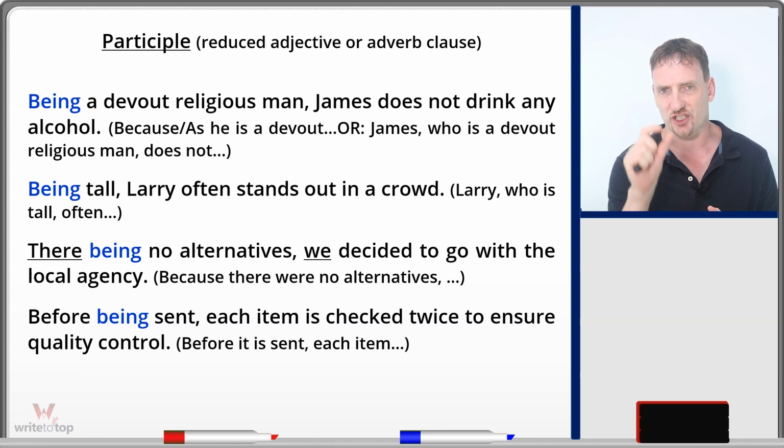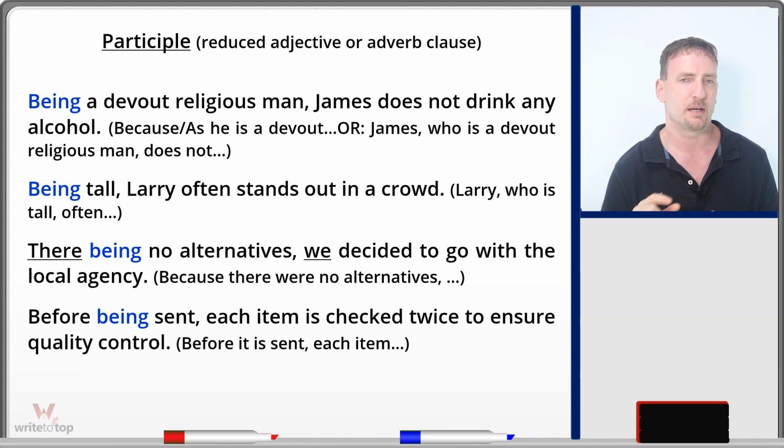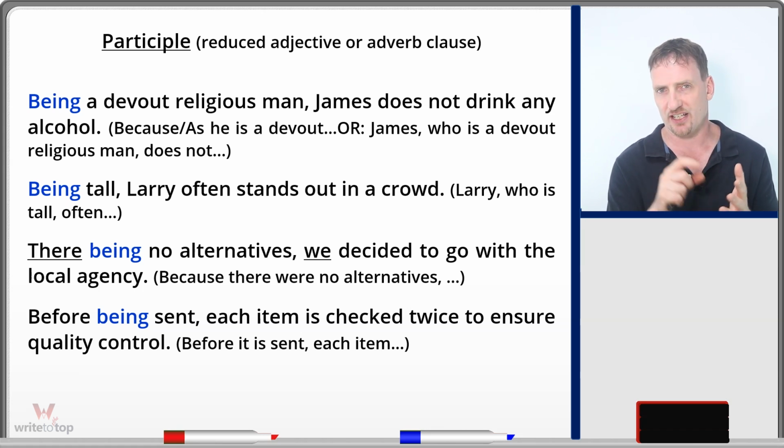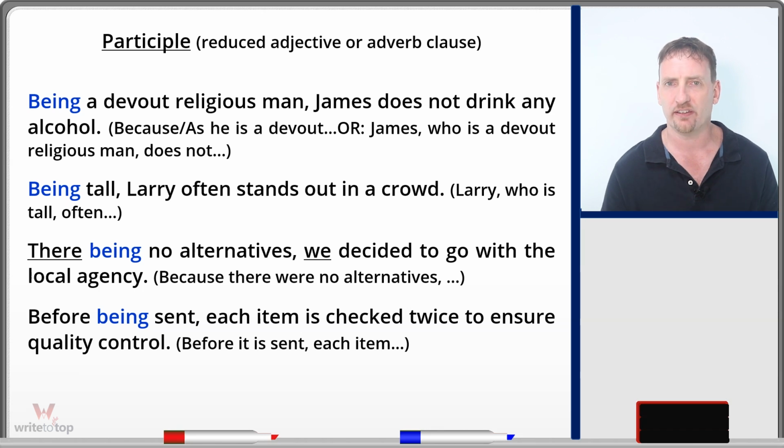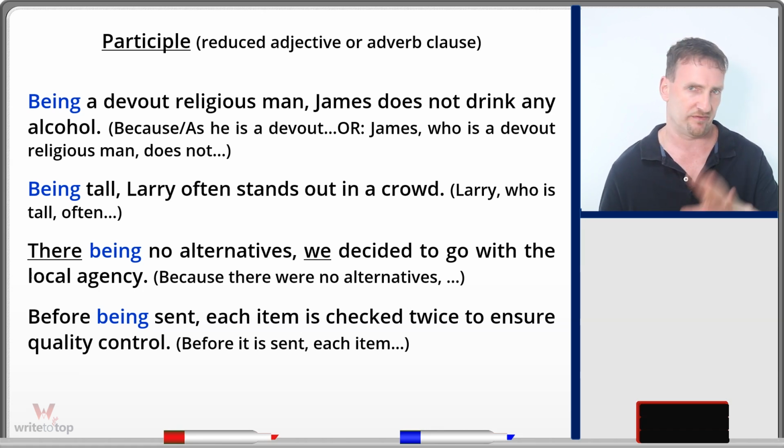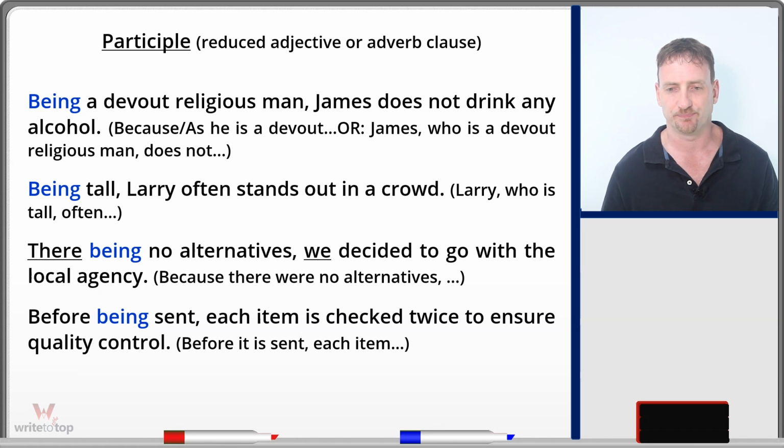So another thing to keep in mind, I forgot to mention before, you can reduce these clauses when the conjunction is also the subject of the clause, right? Who is the subject. In the first one, I can reduce the because it's very clear. If the conjunction is very obvious, you can take it out as well. If you think it's not very obvious, leave it, okay? Being a devout religious man, very obvious, I can take out the because.